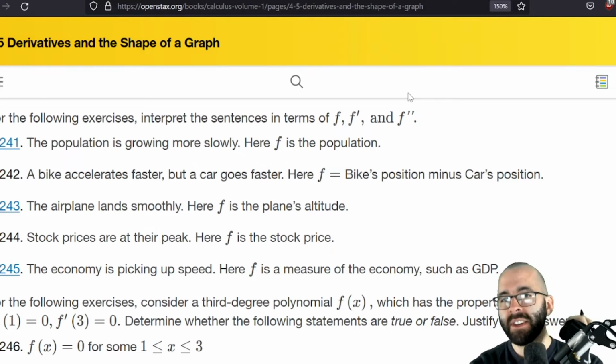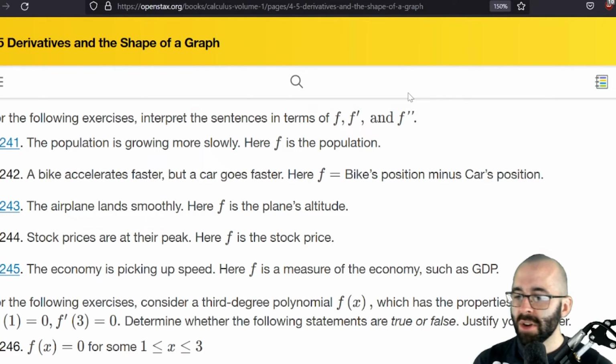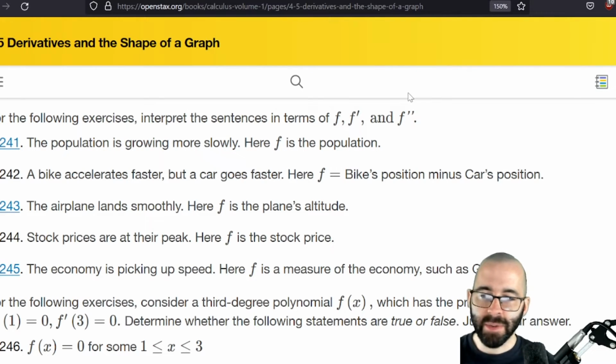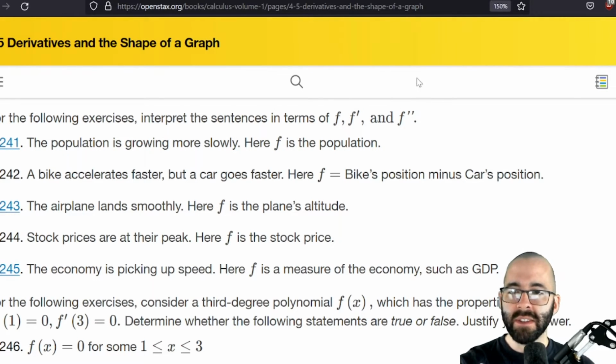Interpret the sentences in terms of f, f prime, and f double prime. I'm going to type these ones out. The 242 says a bike accelerates faster, but a car goes faster.